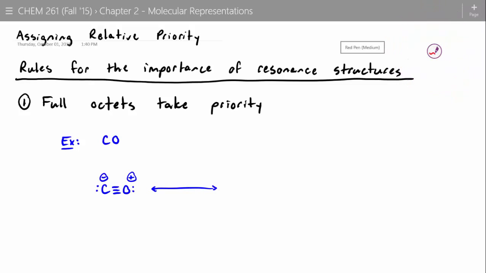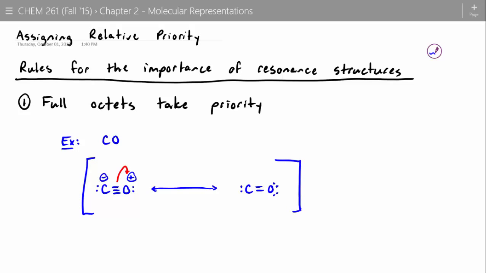And what I'm going to do is I'm going to move one of these pi bonds over to the oxygen. So what if we have a carbon double bond to the oxygen? Now the carbon's neutral. It's got 1, 2, 3, 4 electrons around it. It has a valence of 4. The oxygen has 6 electrons around it. It has a valence of 6. So we can bracket these in and say these are resonance structures of one another.